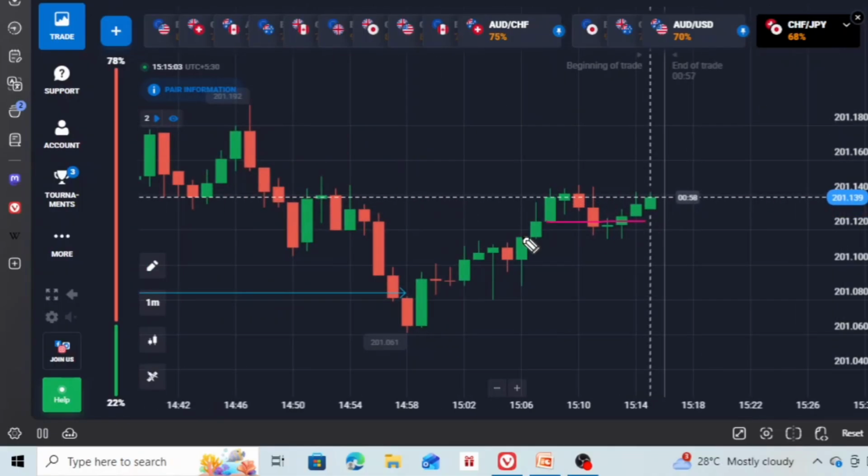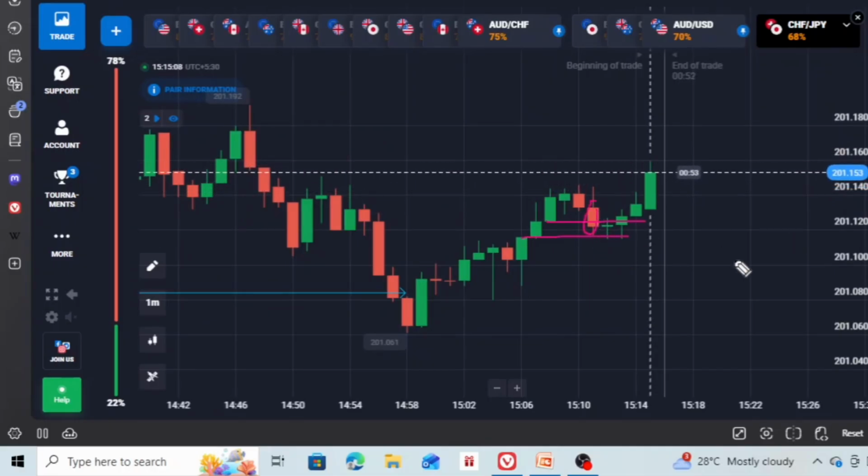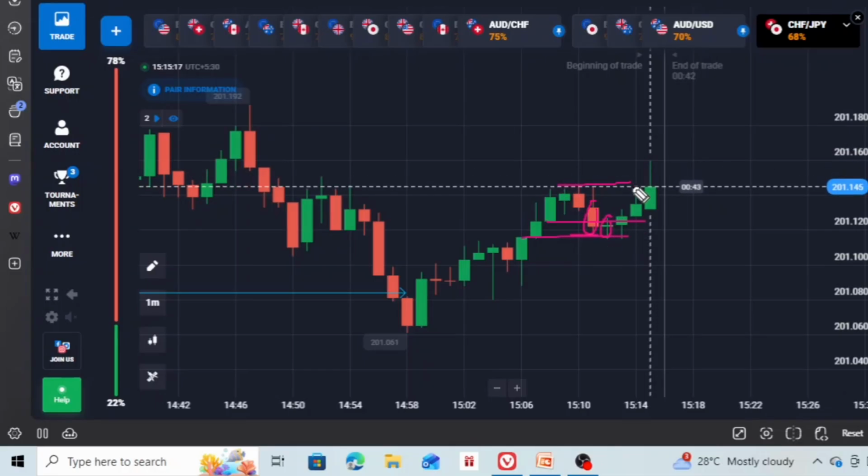This red candle has mitigated the gap, and then this particular green candle has taken the liquidity of our previous mitigation candle. Our recent target is here, and we still have a lot of space available. Because of that reason, we placed our trade, and this is the winning trade.